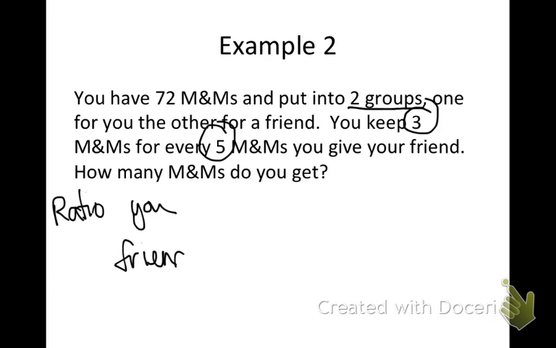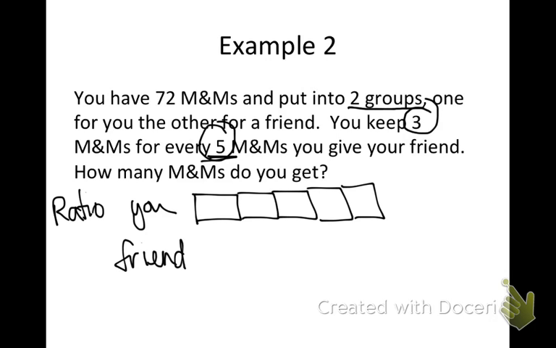Again, you're going to write this down. Please even copy down the example question so that you have it as a reference. So you said you keep 5 M&Ms for every 3 you give to your friend. So we're going to draw 5 boxes. So that represents the 5 M&Ms that you're keeping. So your friend is going to keep the ratio of 3. So here's your ratio, 5 to 3.